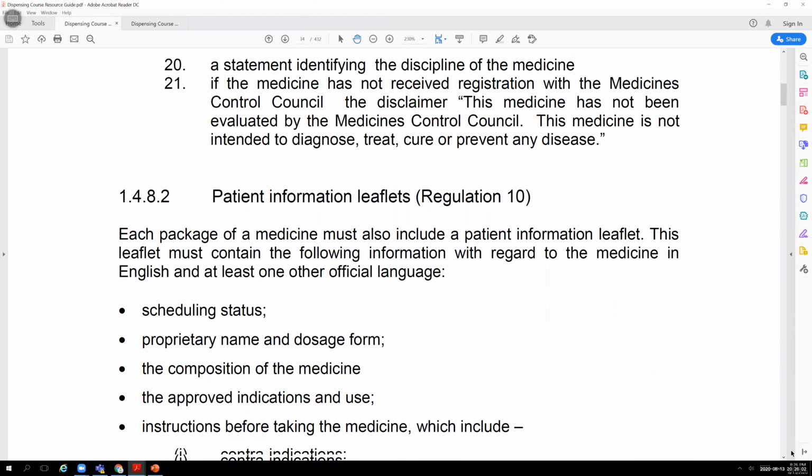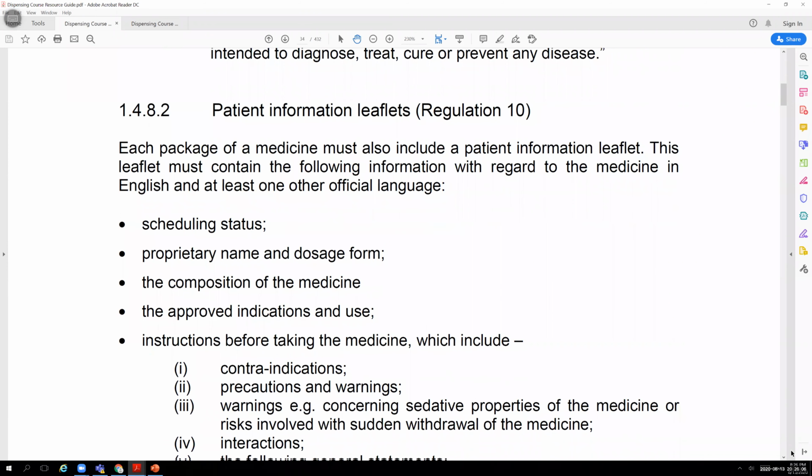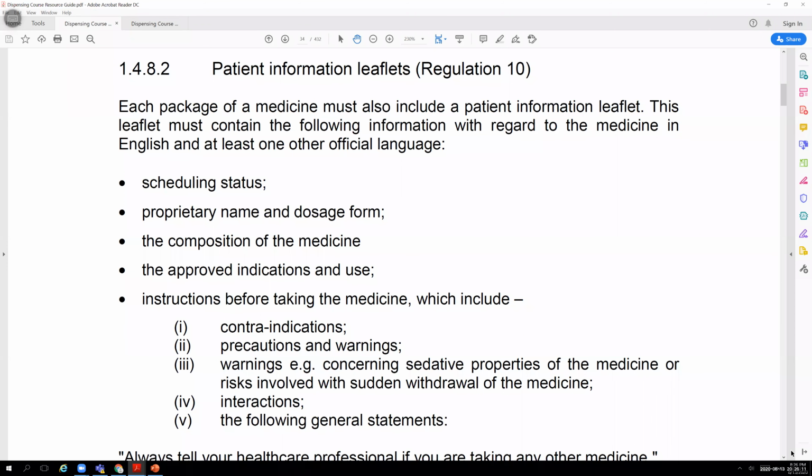So now, a patient information leaflet. Remember, a package insert, which we addressed earlier, is targeted at healthcare workers in terms of the information. Now we are referring to a patient information leaflet. Each package of medicine must include a patient information leaflet, and this leaflet must contain the following information regarding the medicines.